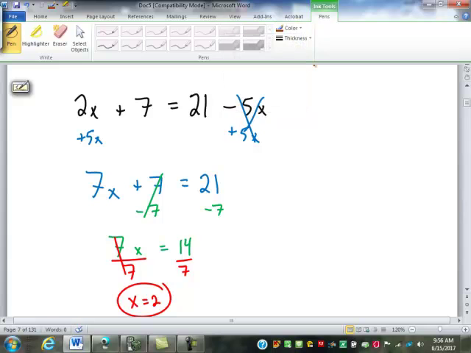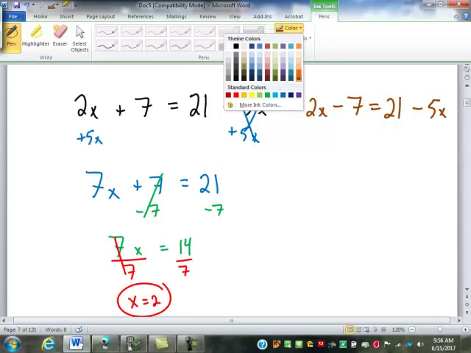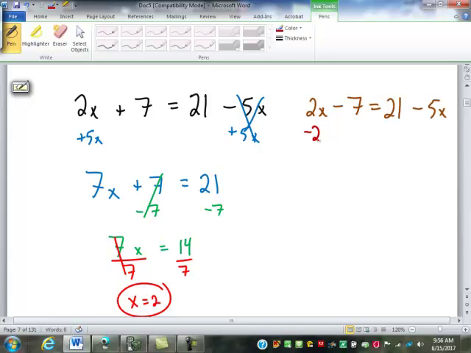Now I said we could have subtracted the 2x. It does not change our answer. It changes the process we go through to get to the answer, but it doesn't change the answer. So let's take a look at that. If I were to subtract the 2x here first, I have to subtract it from the negative 5x over here. So what, oops, this is a plus here.